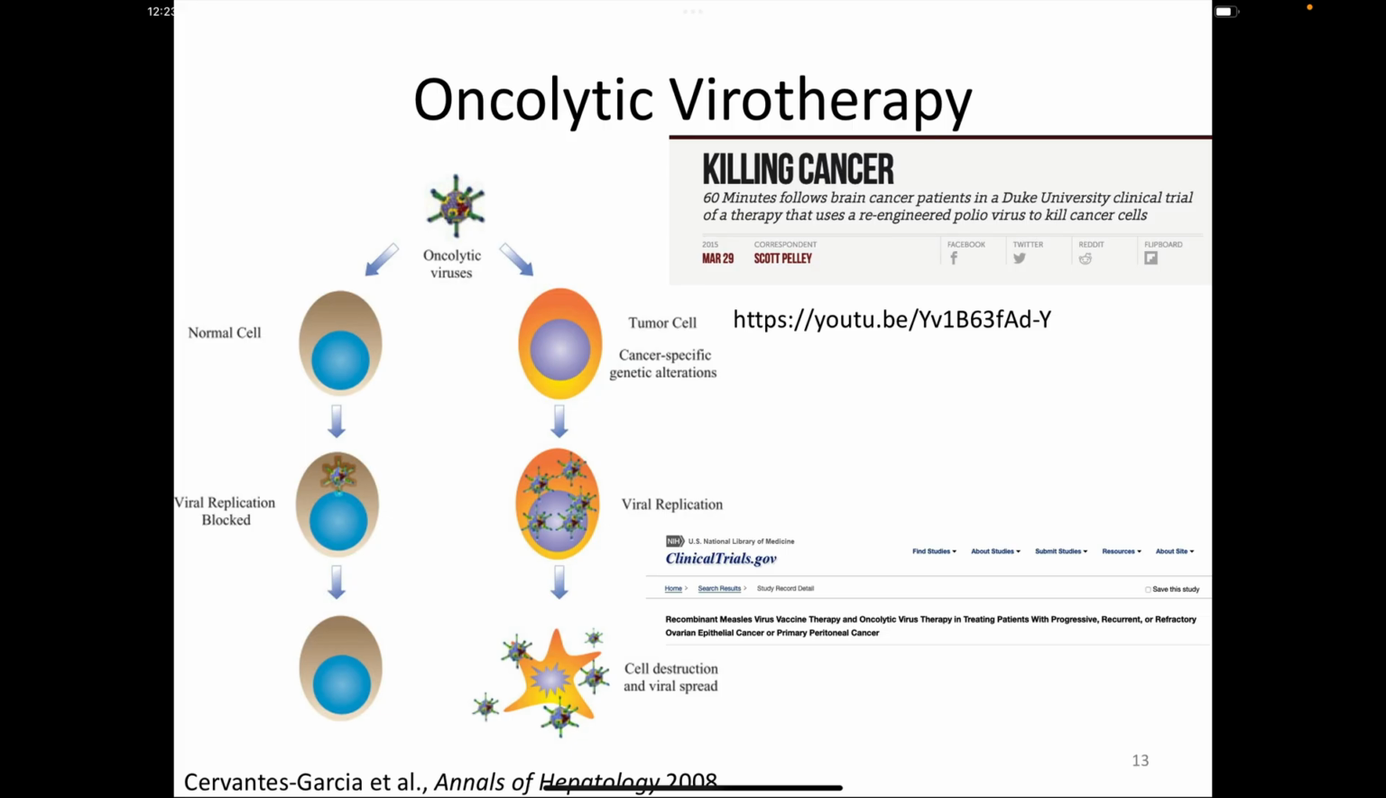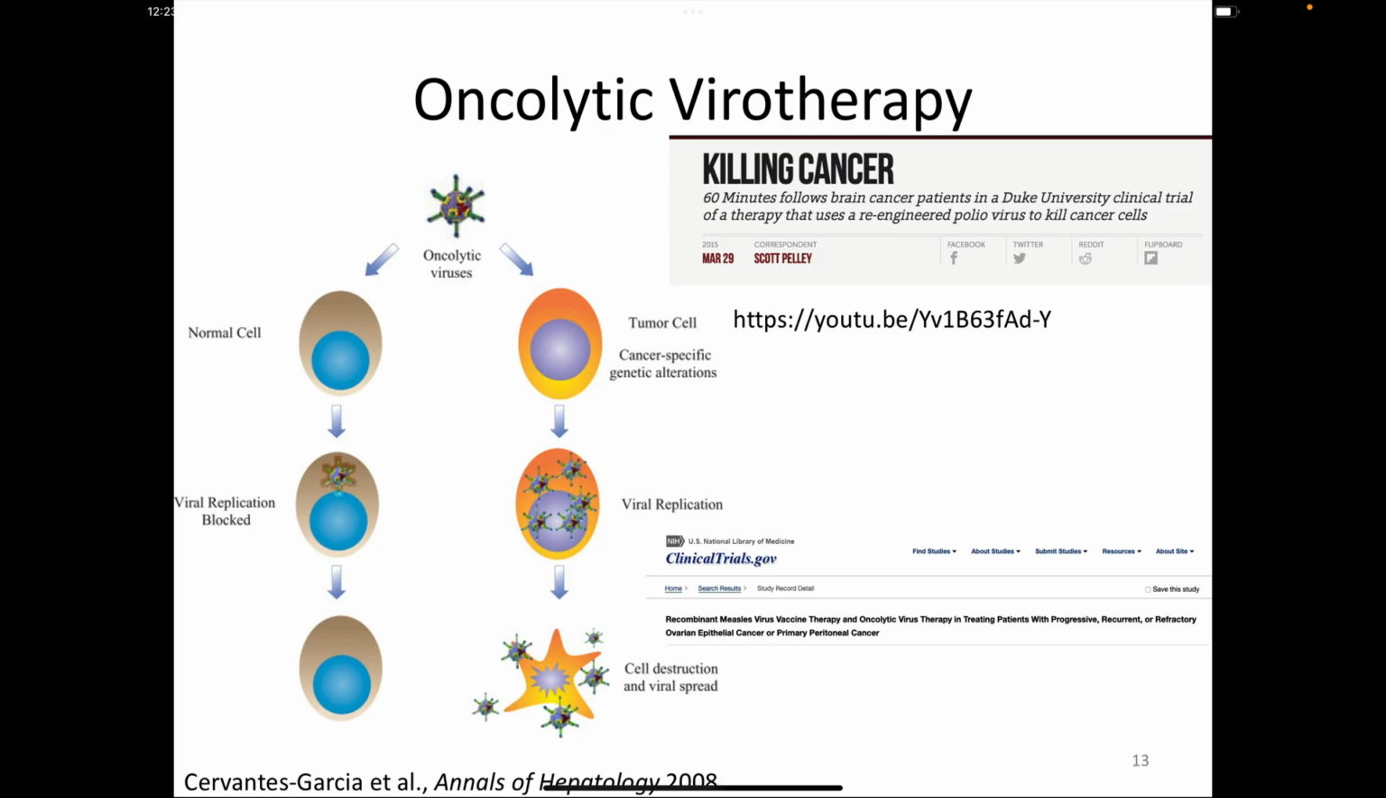Something else we know that involves a lot of specificity is viruses. Viruses only infect certain kinds of cells. And so if your patient has a brain cancer, why not give them a virus that infects brain cells and maybe kills specifically their tumor cells? People have figured out ways to actually genetically modify viruses so they will only reproduce in tumor cells.